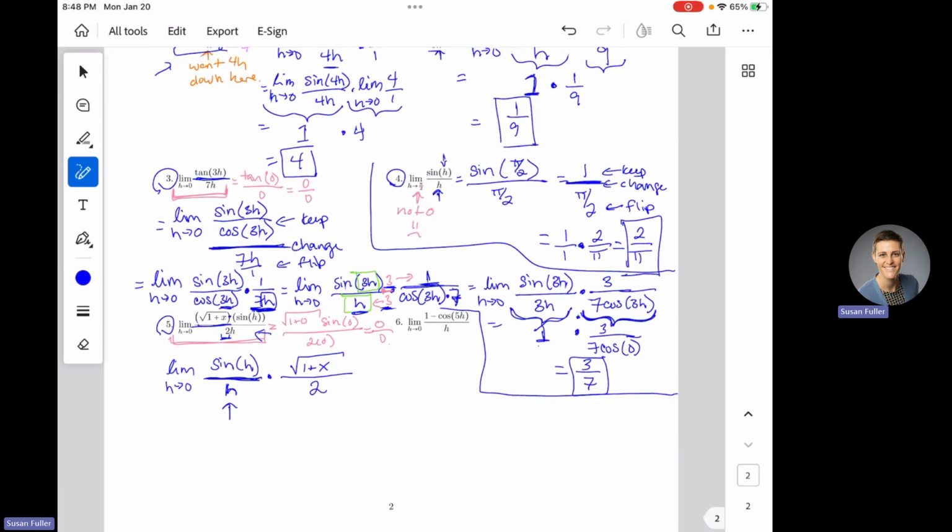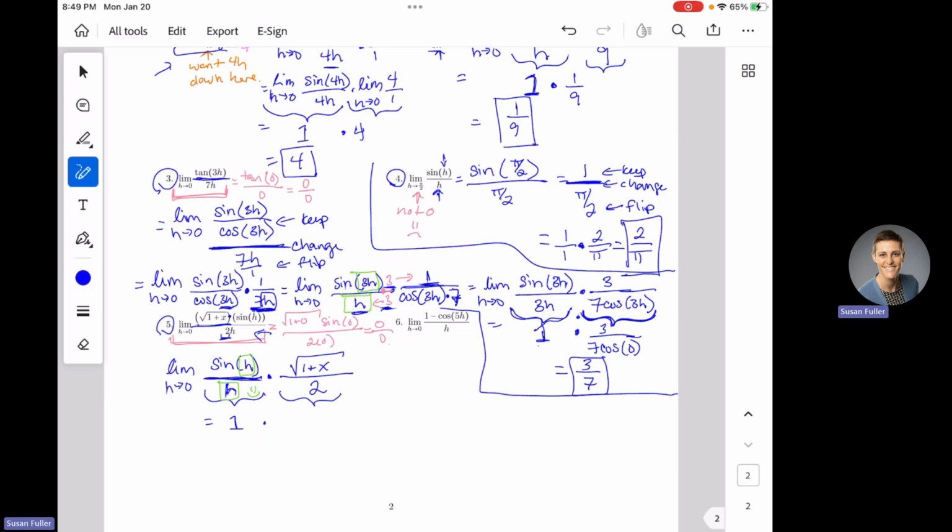And so now that I've reorganized, I don't need to do anything else. I don't have to multiply by a form of 1 because I have my gift exactly the way that I want it to look. I've got the stuff inside my sine function matching my stuff on the bottom. This gift is ready to go. And so I'm just going to evaluate this. I'm going to say the limit of the sine of h over h is 1 because it's a gift, times the limit as h goes to 0 of my extra stuff.